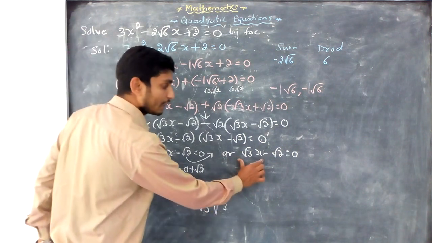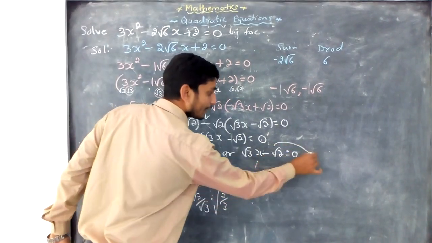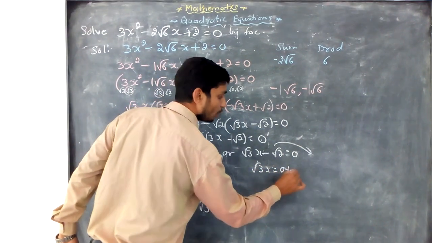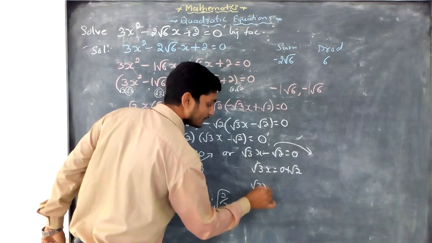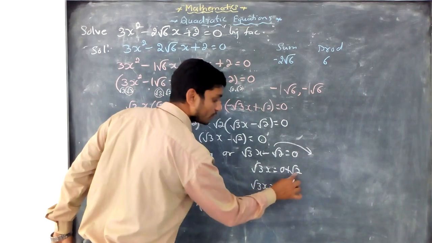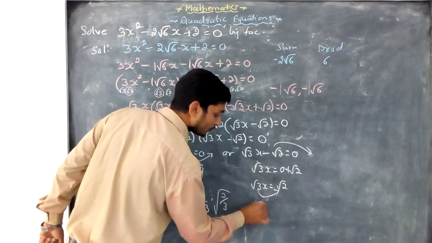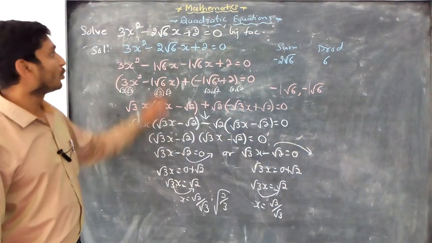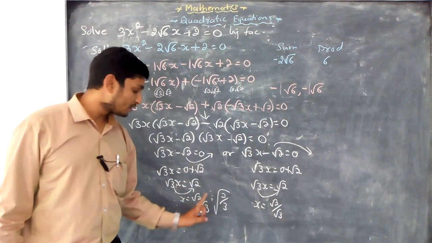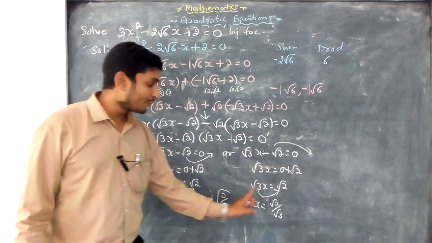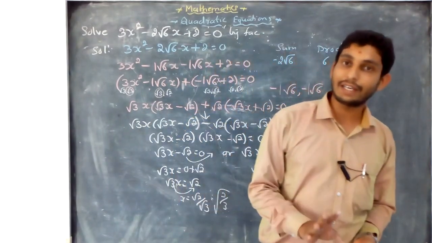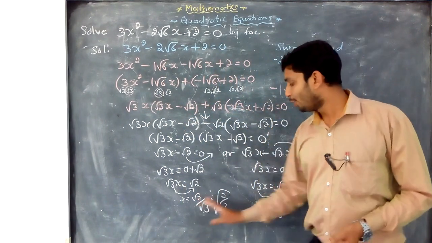Same, find another value of x. Now transfer this minus root 2 to that side. That is root 3x is equal to 0 plus root 2. That is root 3x is equal to 0 plus root 2 is root 2. X is equal to again root 2 divided by root 3. Therefore, what are the roots of this quadratic equation? One is root 2 by root 3. Another one is also root 2 by root 3. You can observe it is a quadratic equation, but also it has only one root.